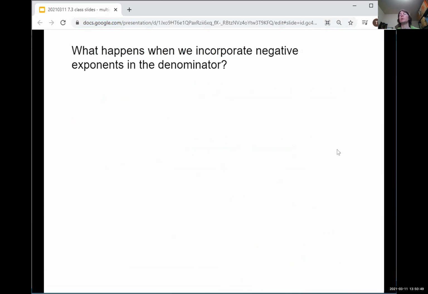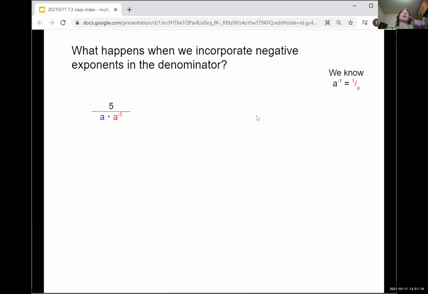So the question is, we've talked about positives, we talked about negatives, but if there's a negative exponent in the denominator, is that different? How do we work with that? What does that look like? What happens? So we are going to start with the problem. It's a different problem. Now we have two variables in the bottom. One of them has a negative exponent.